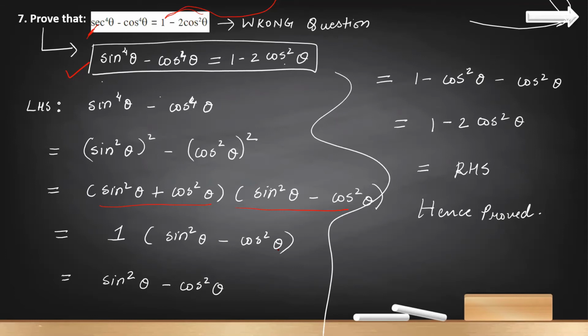1 minus cos square theta minus cos square theta. So this is basically 1 minus 2 times cos square theta, which now is equal to RHS. And hence we proceed with the question like this. Okay, right. Now let's see question number 8. Question number 8 says sec theta plus tan theta is equal to cos theta upon 1 minus sine theta.